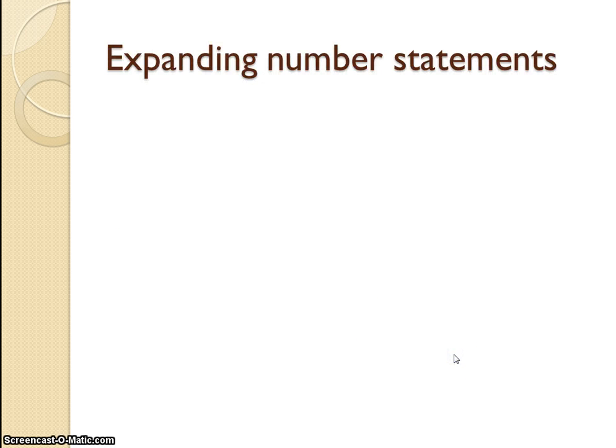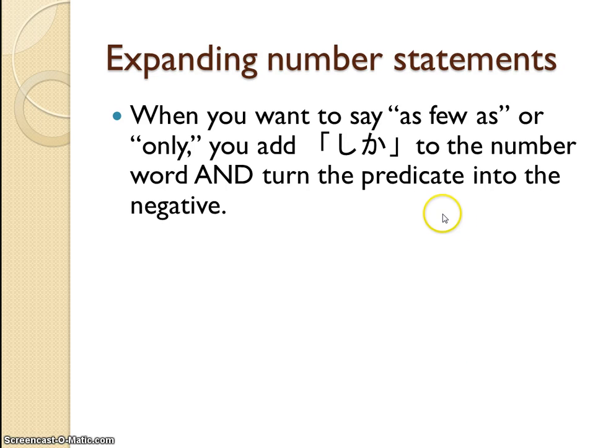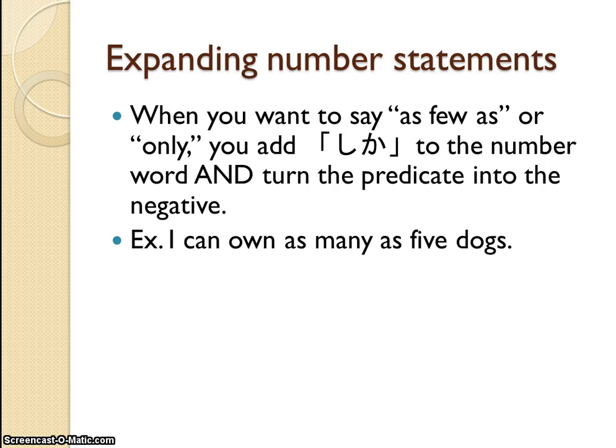Now what else can you do? You can say as many as, and you can also say as few as or only. In this case, you add shika after the number word, and you also need to turn the predicate into the negative, meaning in this case, usually it would be the verb. So I can own as many as 5 dogs. That was the original statement we had for as many as.